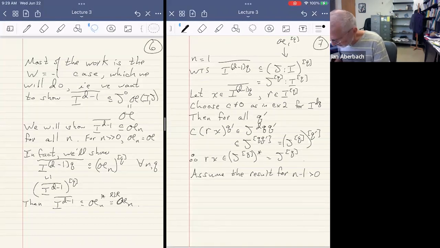What do we get? We still have our X and our R, those aren't changing. We've got C R X to the Q prime. Now, where is this? We're still in J^(d) Q Q prime.